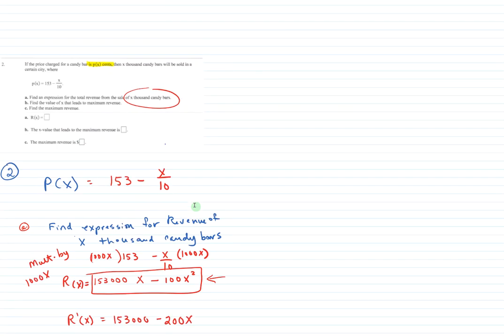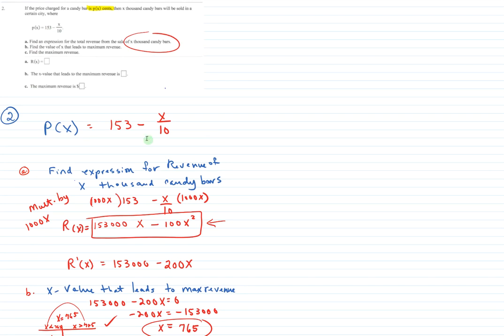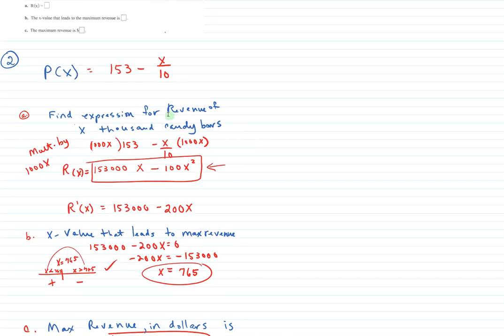Let's go to number 2. If the price charged for a candy bar is p of x cents, then x thousand candy bars will be sold in a city where p of x is 153 minus x over 10. And here are your 5 parts. So we'll go through. Here's our p of x. Find an expression for the revenue of x thousand candy bars. So we have to multiply by 1000x.